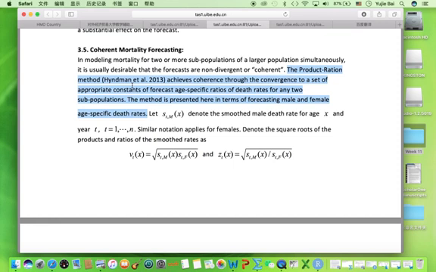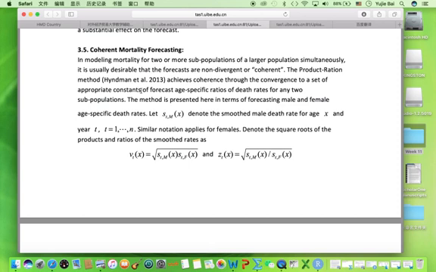The logic of this method is that if we let the ratio or product of the death rates for male and female converge to a set of constants, then the forecasting results for the mortality rate for male and the mortality rate for female are quite similar. The difference between the two results will be small.